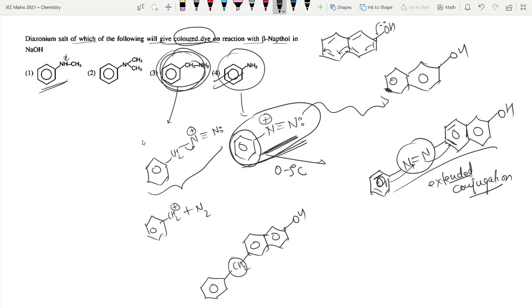If you have this kind of a group, then you see the conjugation of this ring can get extended to this ring and this ring and so on. So the fourth option is correct here.